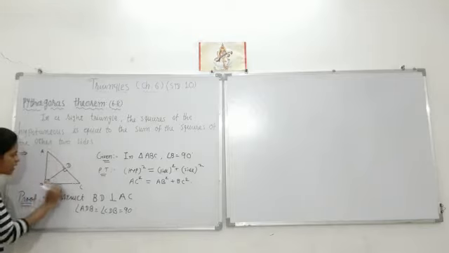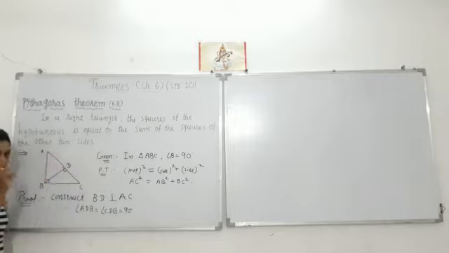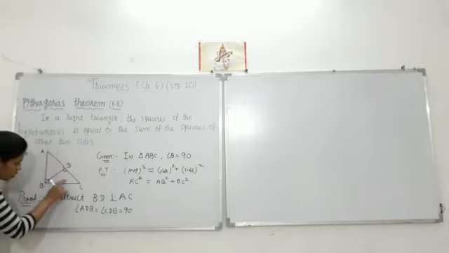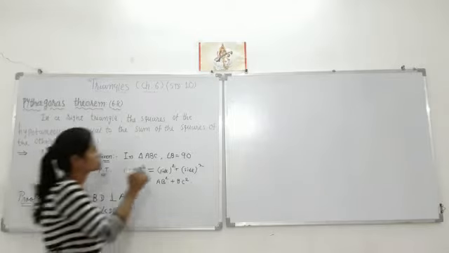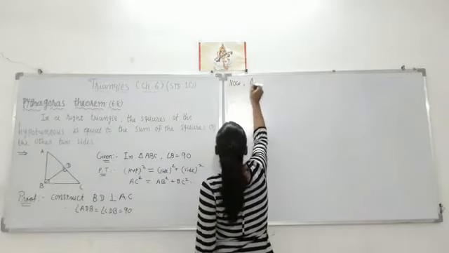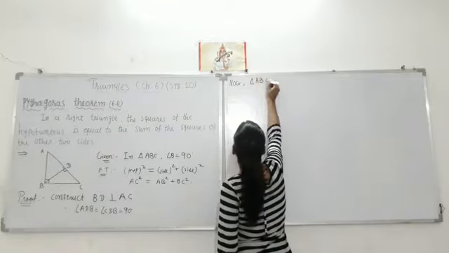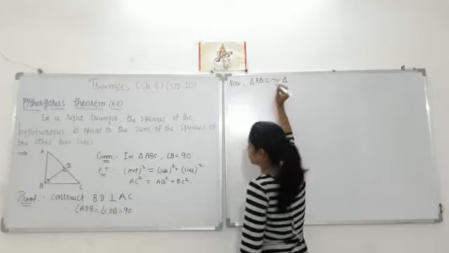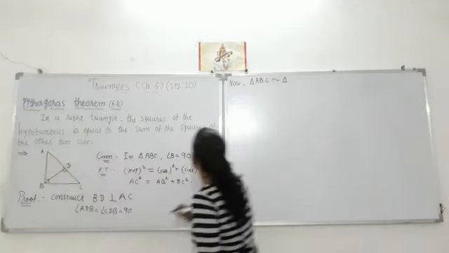Now consider this triangle and this triangle. This triangle and this whole triangle are similar by AA criterion of similarity. Same way this small triangle and this right angle triangle are similar by AA criterion of similarity. So we write, now, triangle ABC is similar to triangle ADB.